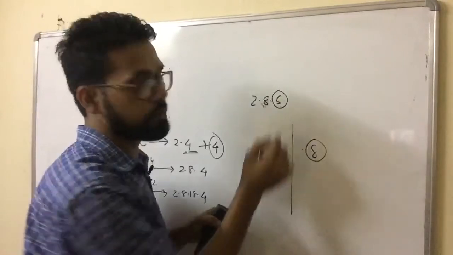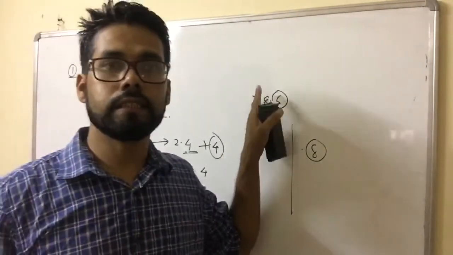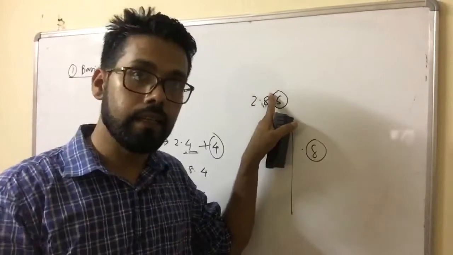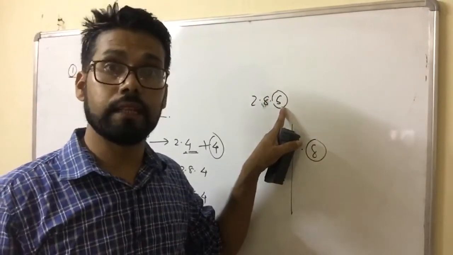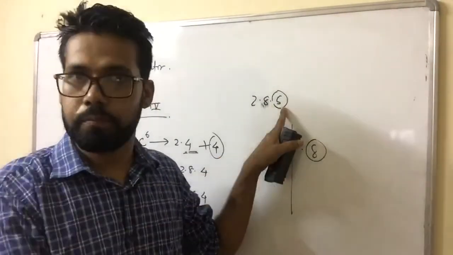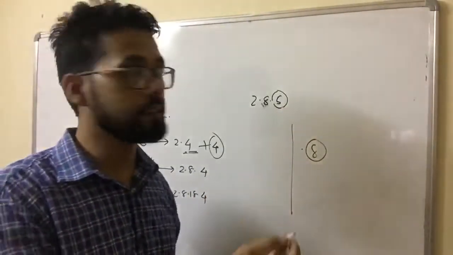Suppose the electronic structure is 2, 8, 5. In that case, if the outermost shell is greater than half fill, then what happens? It will accept electrons from any other nearby atom.